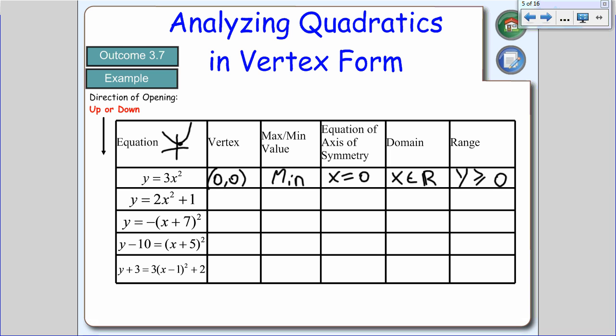What's your vertex? 0, 1. It's your p value and your q value. It's going to be a maximum or it's going to be a minimum? It's going to be a minimum because it's a positive a. My axis of symmetry, x equals 0 again, because that's my x value for my vertex. The domain, what is it?